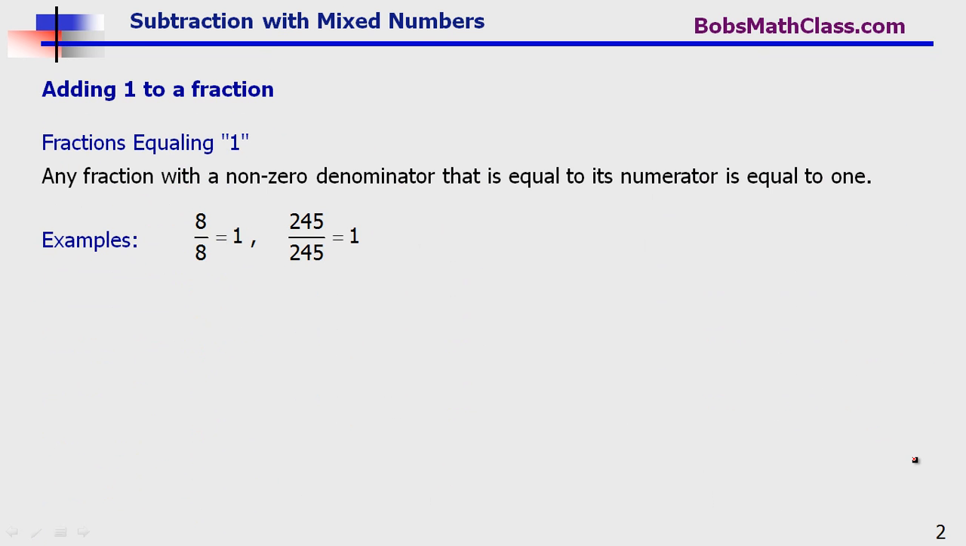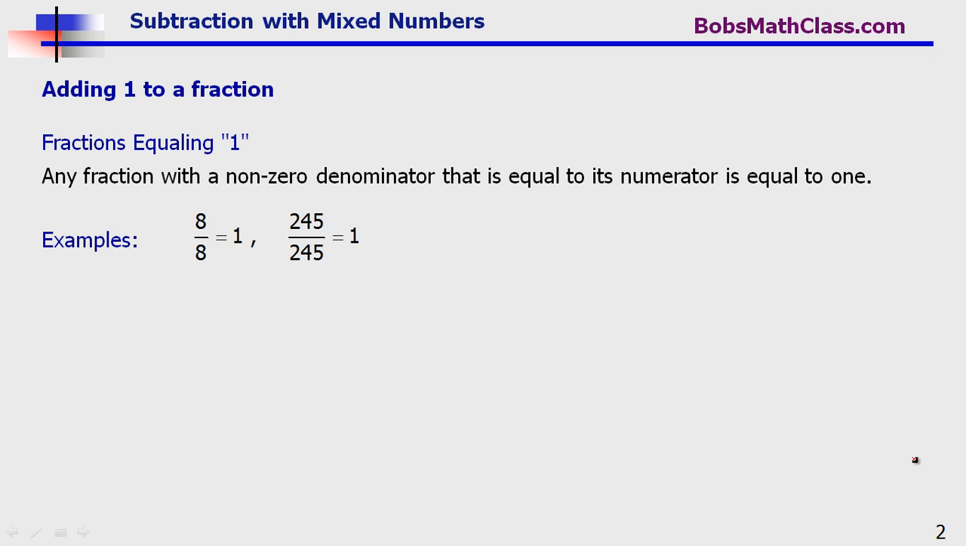Now, adding 1 to a fraction. So we just talked about that we're going to be adding 1 to a fraction, right? Let's just talk about 1, or specifically fractions that equal 1. Any fraction with a non-zero denominator that is equal to its numerator is equal to 1. So we said non-zero denominator. That means the denominator can't be 0.